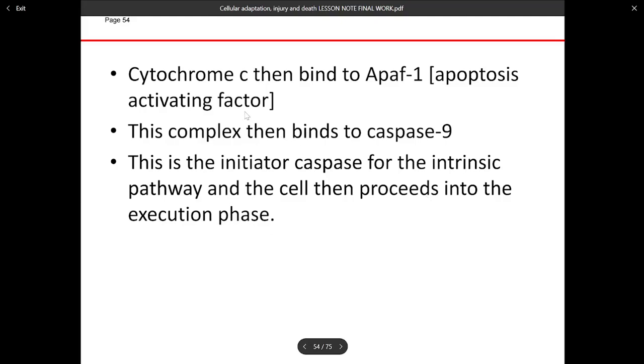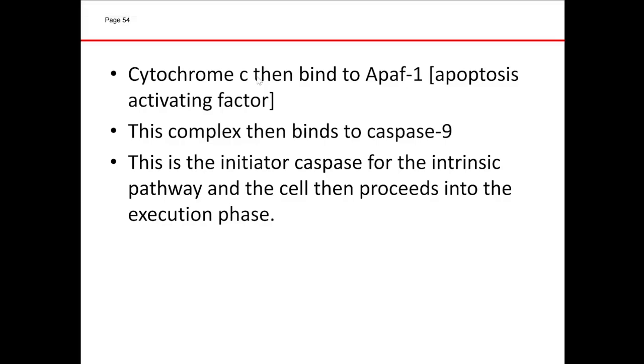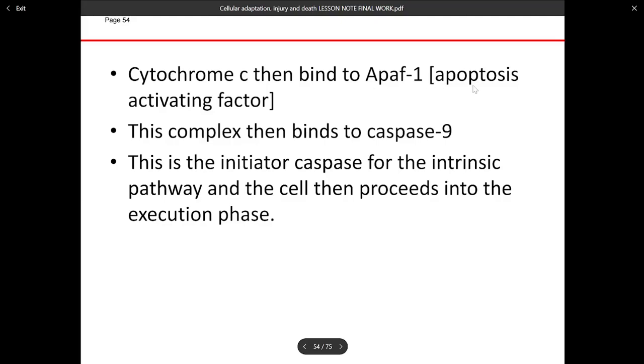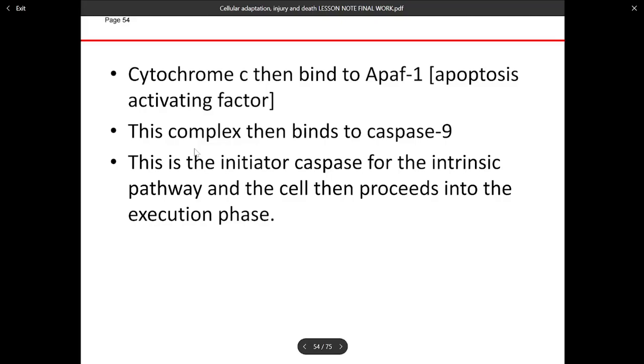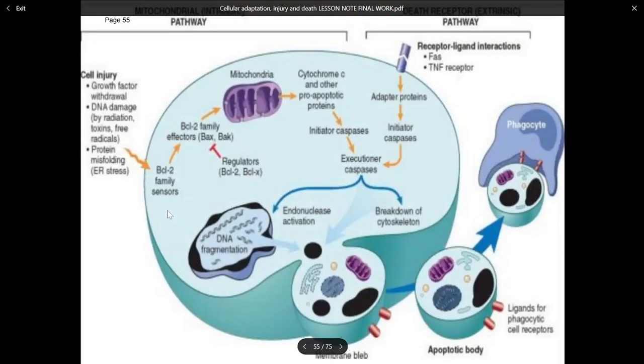Now, what this is saying is that cytochrome C, when it leaks out of the mitochondria, binds to APAF1. APAF1 is known as apoptosis activating factor. The complex that is formed then binds to caspase 9. Caspase 9 is the initiator caspase for the intrinsic pathway. And the cell then proceeds into the execution phase.